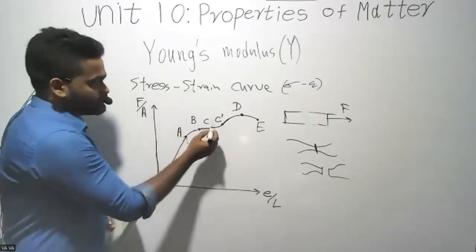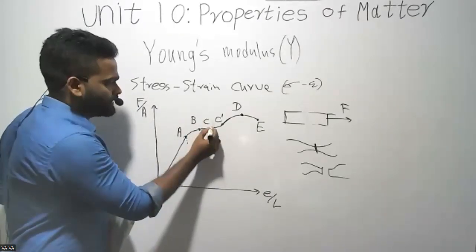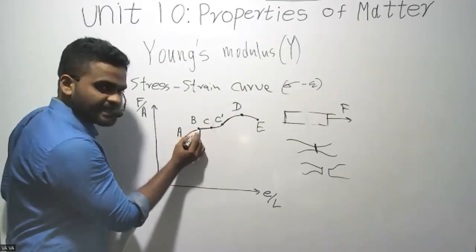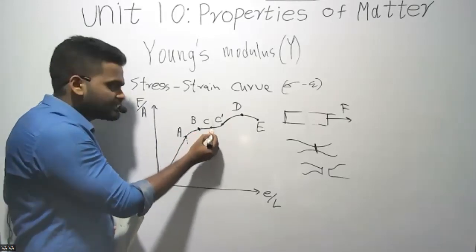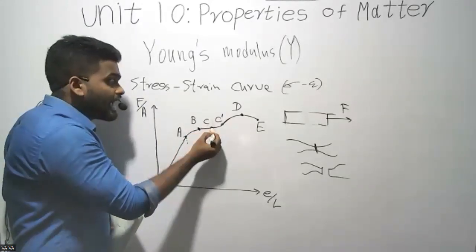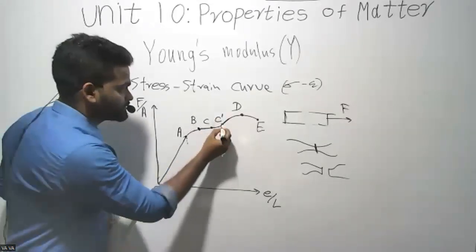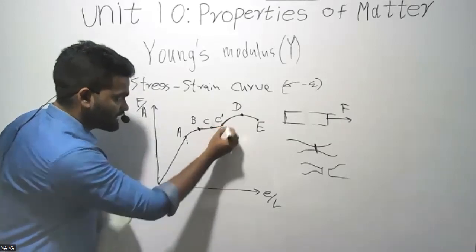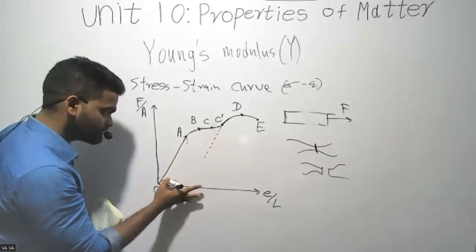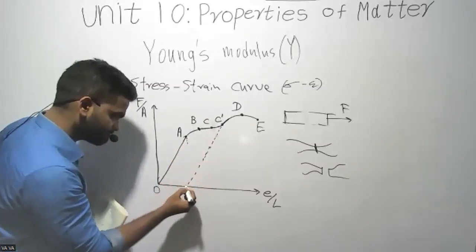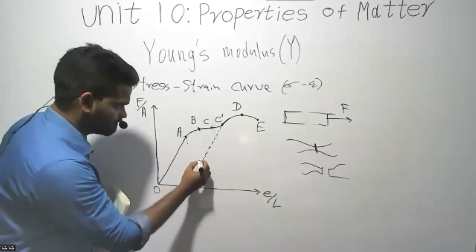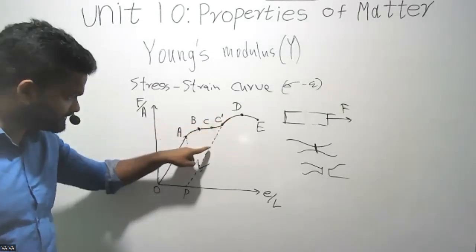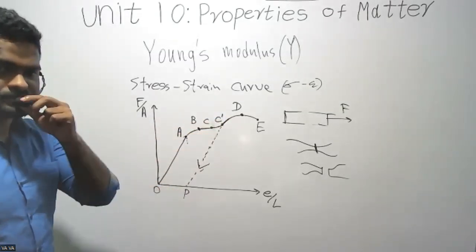Right. Another point: let's say B is the elastic limit, you have passed the elastic limit and you are here. When you remove the force, it doesn't follow the same graph. It follows a path like this. Let's say you remove the force here, it follows this path and comes to P. Okay.